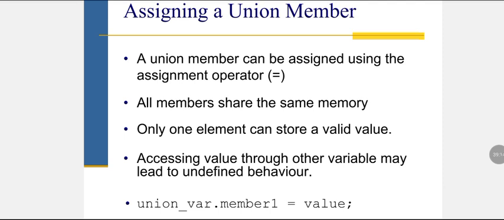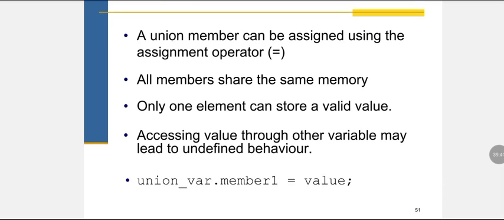A union member can be assigned using the assignment operator, that is the equal to. Then all members share the same memory, so only one element can store a valid value. Accessing a value through another variable can lead to undefined behavior.